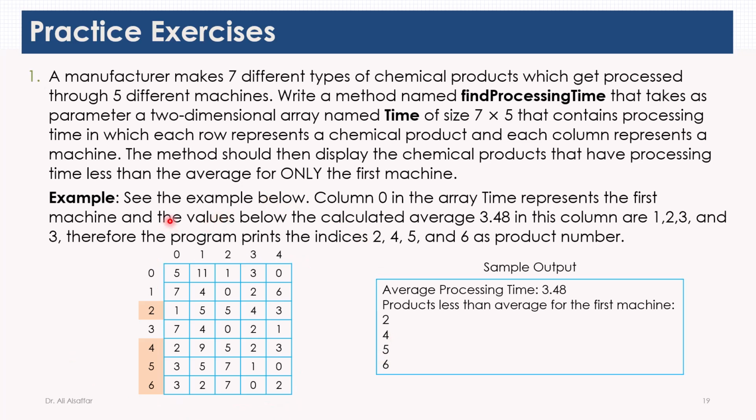And in the second step, we need to compare the average time with all the processing times that machine 0 takes to process the products. And this can be done by processing column 0 only using a single for loop separate from the nested loop. If any of the processing time for any product is less than the average, we simply print the index of this product. So let us go to JGrasp and implement the method.